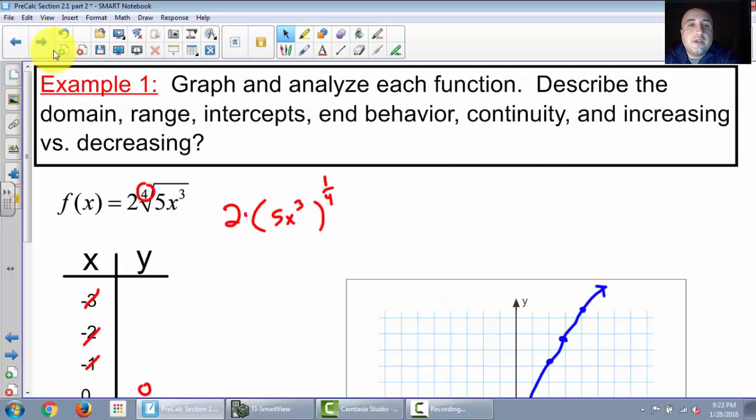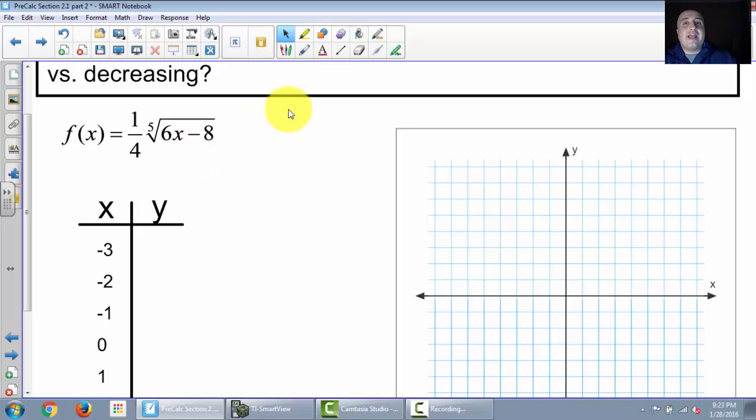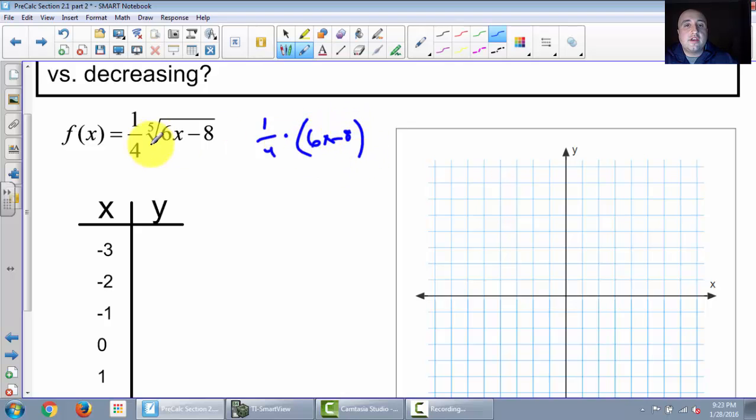All right, so now let's try one that is not even, but it is odd. So negatives are going to work. How am I going to type this in the calculator? It says 1/4. I said 1/4 and I wrote 1/2. So 1/4 times, in parentheses, what's underneath the root, 6x minus 8, and I'm going to raise it to my power, which is 1/5. The fifth root is 1/5.